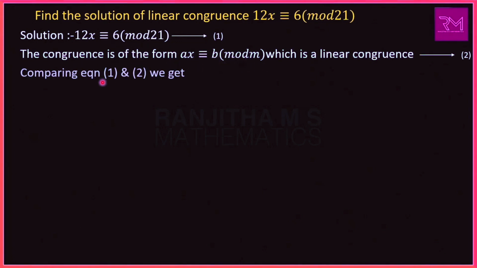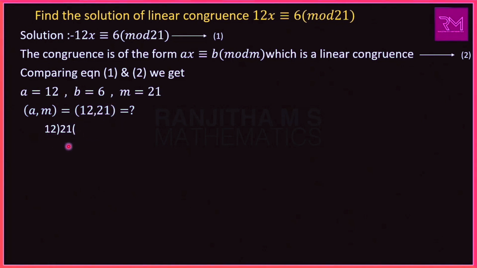Comparing equation 1 and equation 2, we get a value of a as 12, b is 6 and m value is 21. Next step, we have to find the GCD of a and m. That is, you have to find the GCD of 12 and 21. That means you have to divide 21 by 12. We know that 12 into 2 is 24, which is greater than 21. So we have to take a lesser value. So 12 into 1 is 12. Therefore, we get 21 minus 12 is 9.